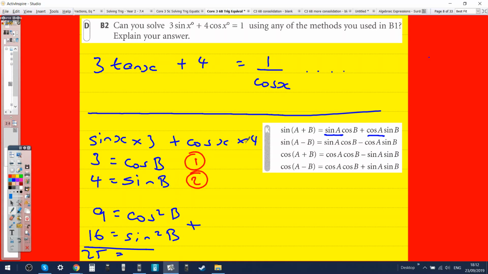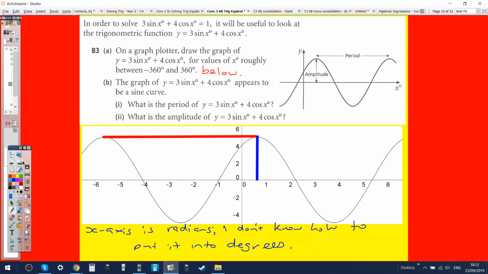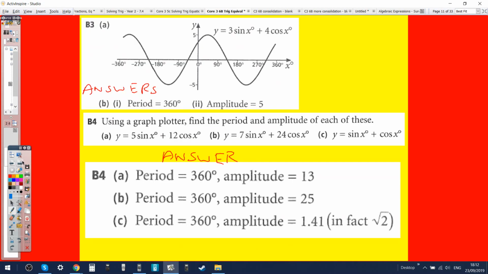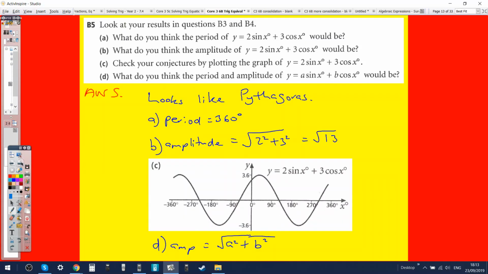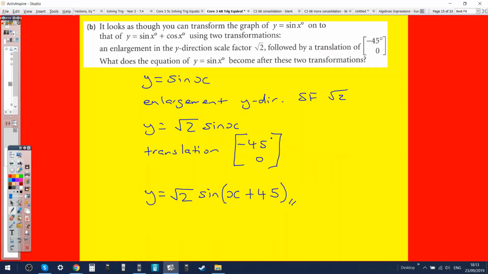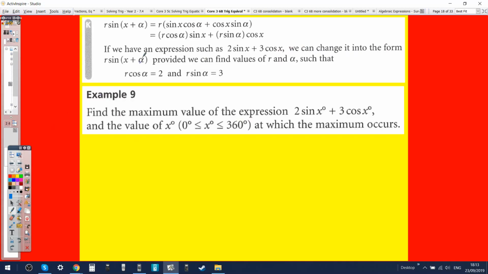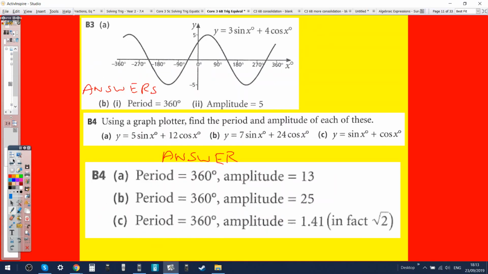But why is it Pythagoras? I think I proved it in a different one. The question we did was rewrite 3 sine x plus 4 cos x in the form r sine x plus a. So r is always just the Pythagoras of the two. Perhaps it's not easy to prove. It's probably easier to prove in reverse. Okay, so we'll just do Pythagoras for now.